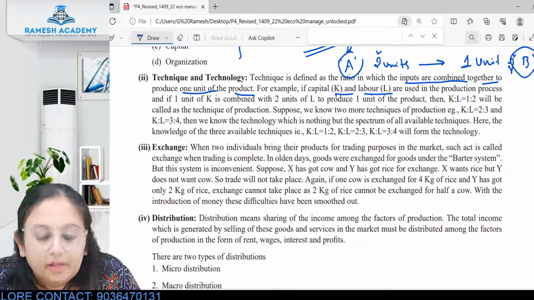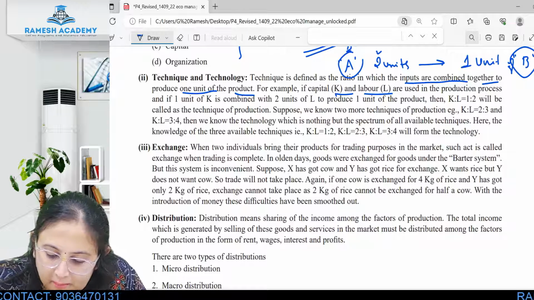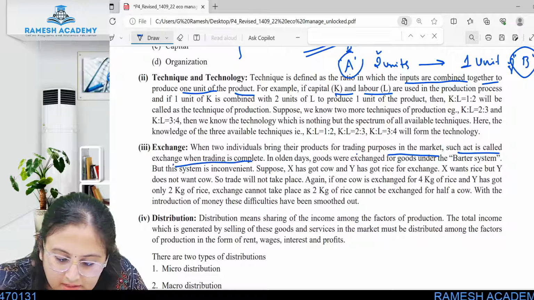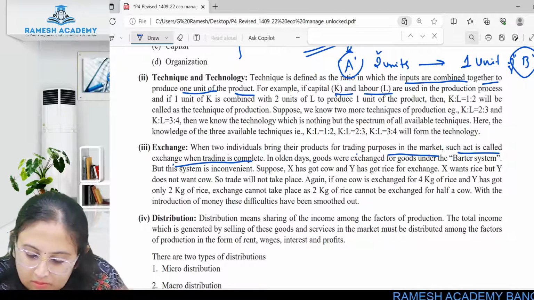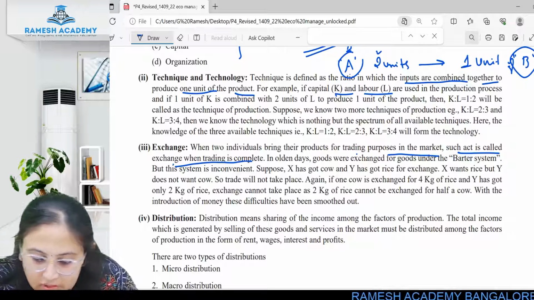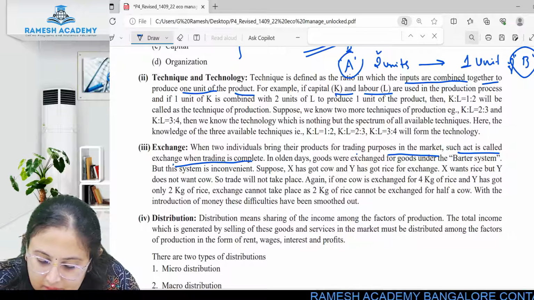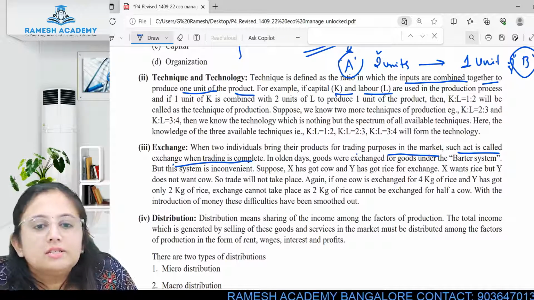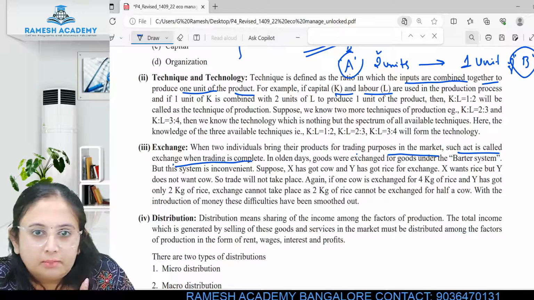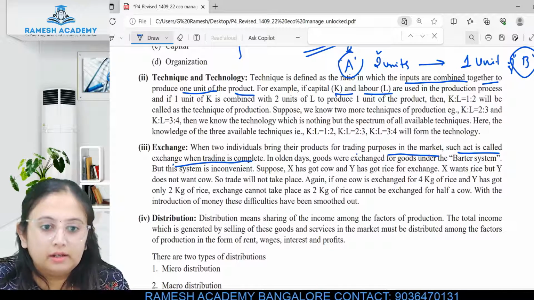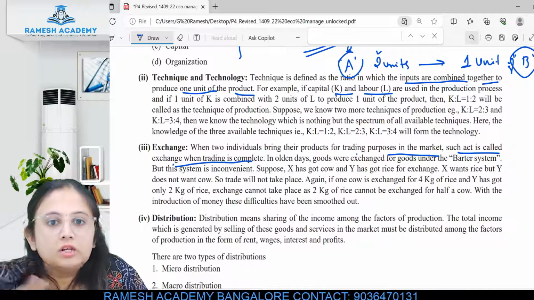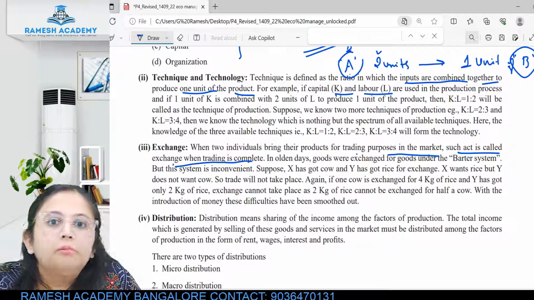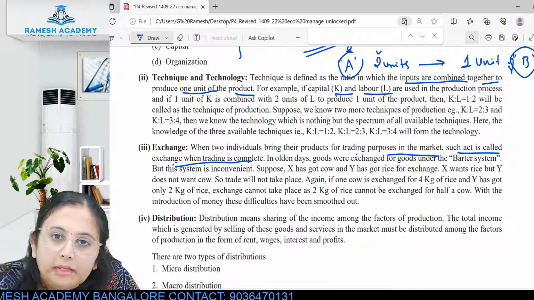Okay, so exchange is when 2 individuals bring their product for trading purpose in the market. Such an act is called exchange when trading is complete. In olden days, goods were exchanged for goods, which is called the barter system, but this system is inconvenient, and now exchange is through money. See, exchange is nothing but I am selling something, some goods. So in order to buy my goods, in exchange, what is it that you are giving? If I am giving some goods to you for free, that will not come in economics at all.